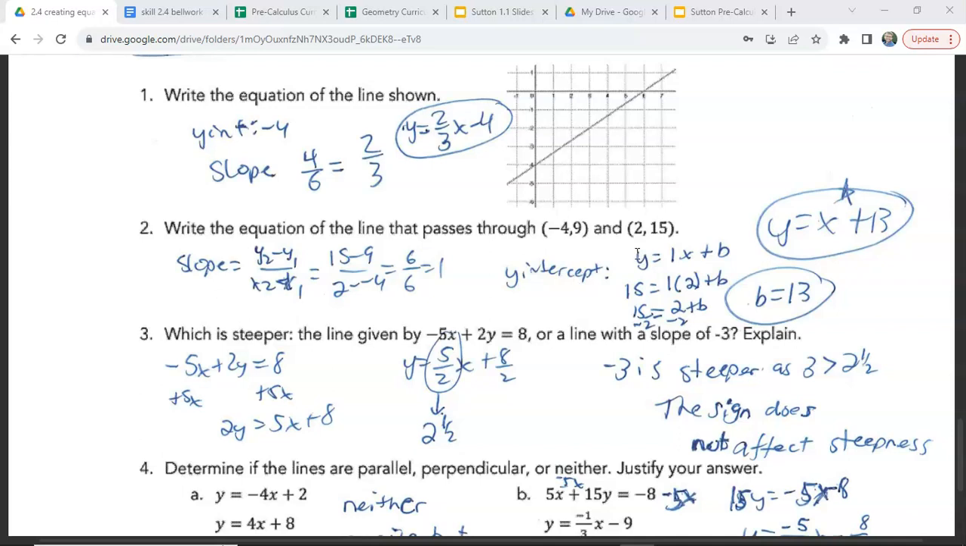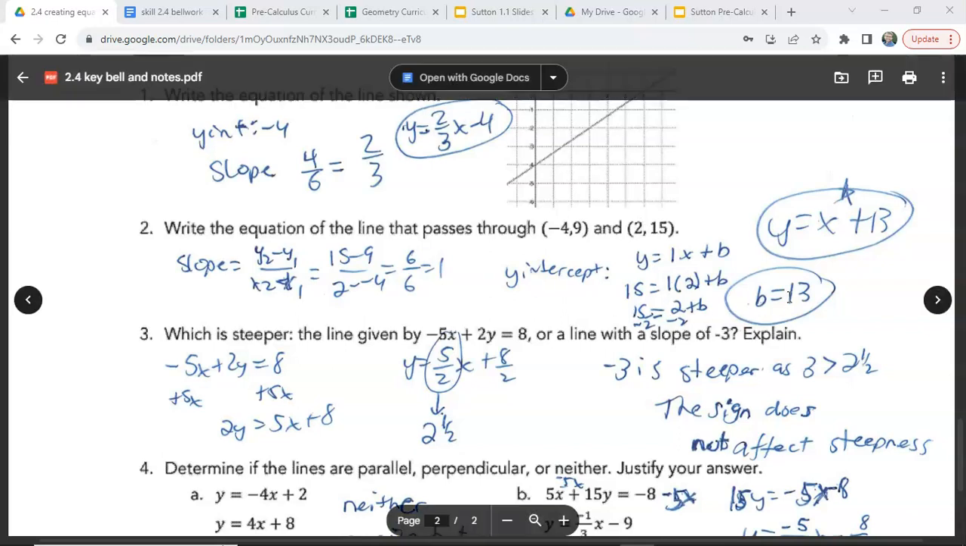And then once we have that slope, we can plug that into y equals mx plus b, plug the 1 in for m. And then we can plug in one of our coordinates in for x and y, and then solve for b. So 15 goes in for y, 2 goes in for x, 2 times 1 is 2, subtract 2 on both sides, and we get b equals 13. So now we know what our b value is, what the y-intercept is, so that's 13. So y equals 1x plus 13 for our final equation.